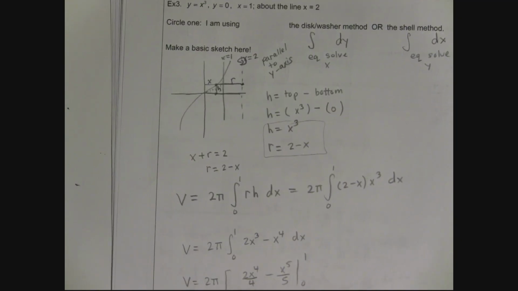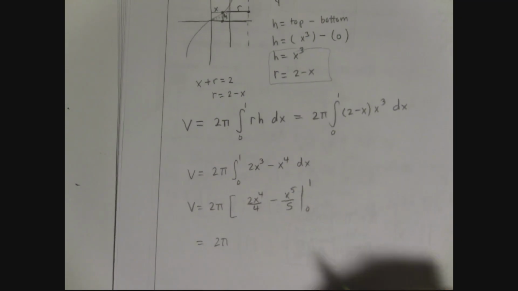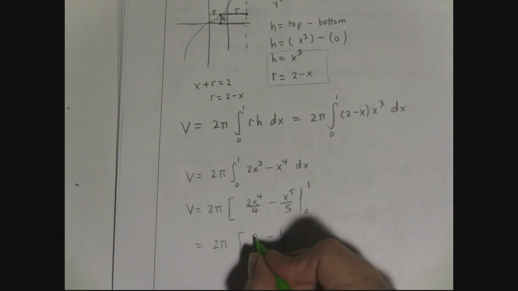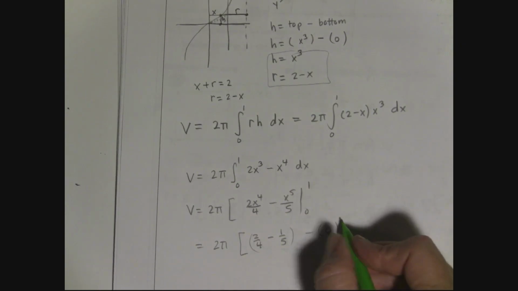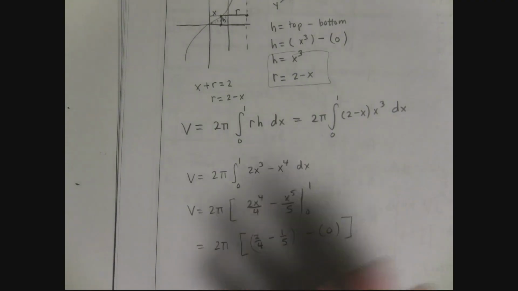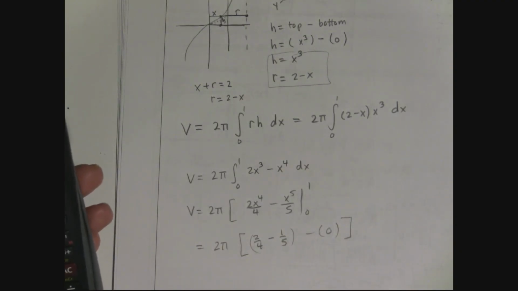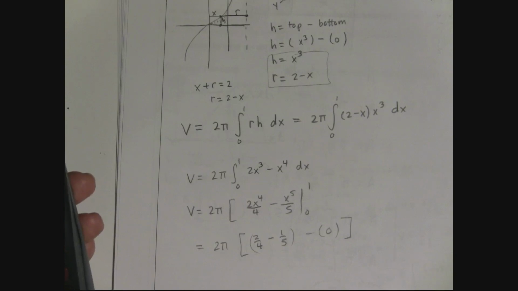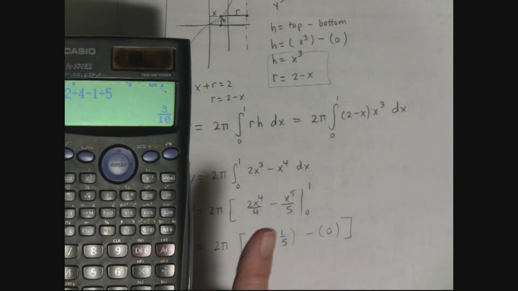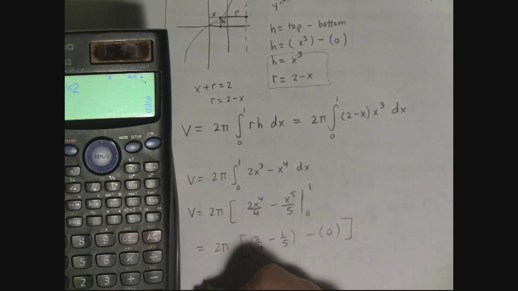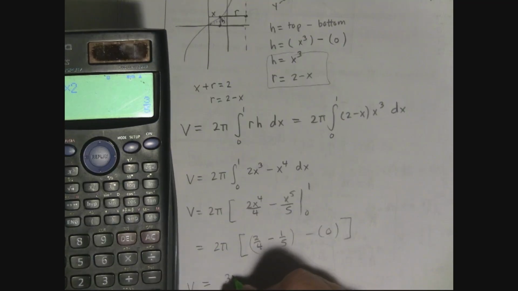I don't have cosine, so I can be happy about the 0, right? When you put in 1, this is 2 over 4 minus 1 over 5. That's your upper bound, minus 0. I know that 2 over 4 reduces, and I'm going to put that in my calculator. That's the reason I didn't care about reducing it yet, because it's not my final answer. So 2/4 minus 1/5 is equal to 3/10. Because I use my calculator to do a lot of these, I don't have to reduce them in my head. Times 2, so the volume here is 3 pi over 5.